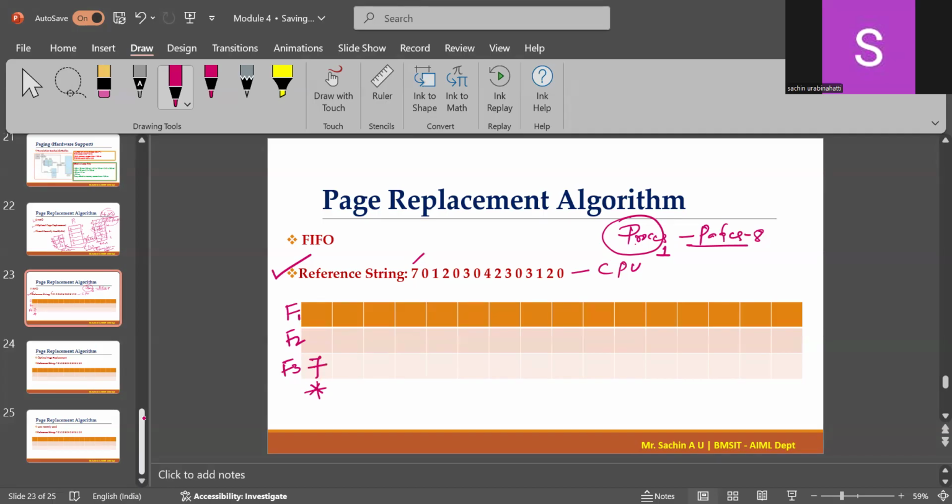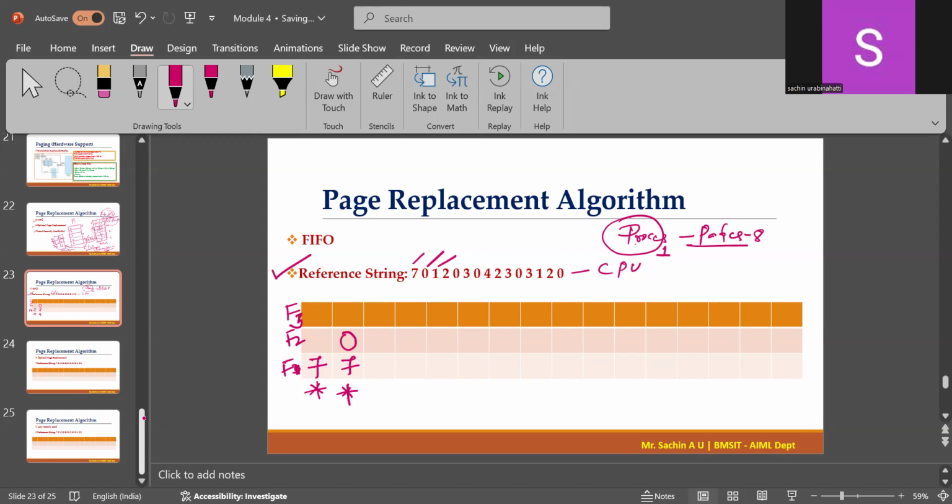The next page requested is 0. Even 0 is not present here, so I term that a page fault, and 0 is stored there. For your better understanding, call this one frame number 1, this one frame number 2, and this one frame number 3. In frame number 1 I have 7, and in frame number 2 I have stored 0. And what is the third request? The third request is 1.